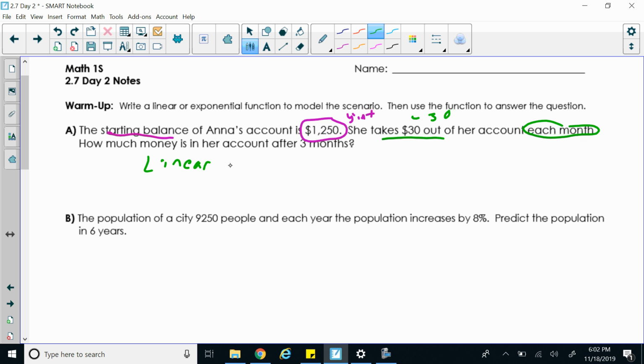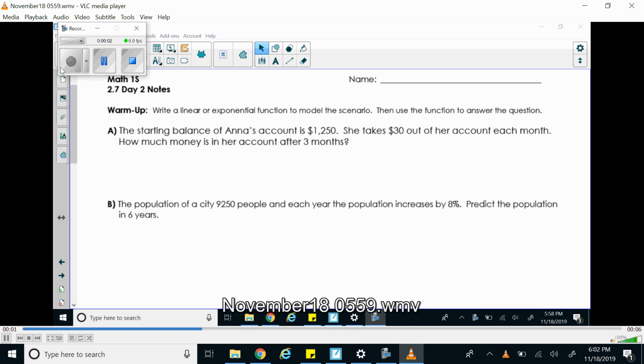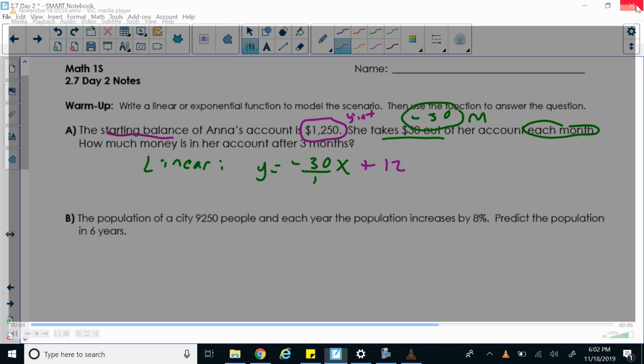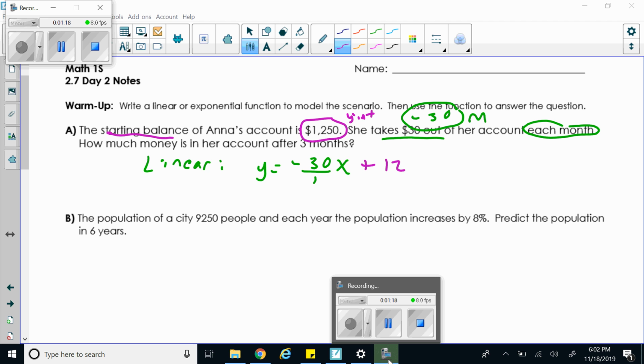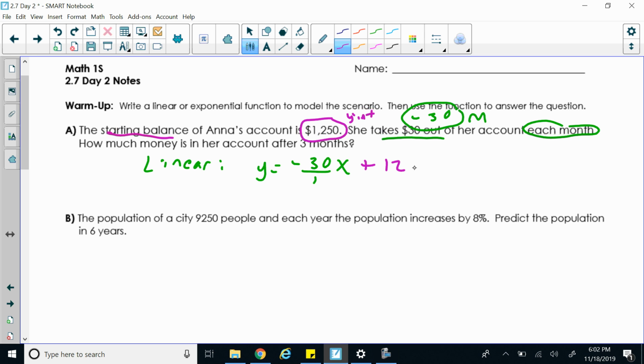Which means that our equation is going to be y equals mx plus b. This minus 30 is going to be our m. So y equals minus 30x, and you can put this over 1, and then plus b, and that's your 1,250. Okay, and so that's our linear equation.